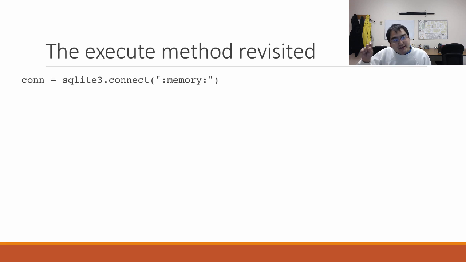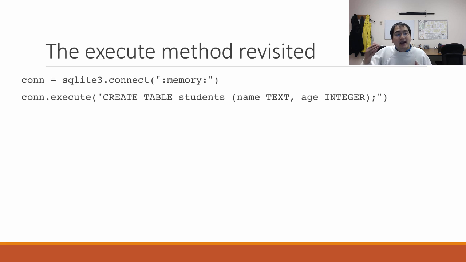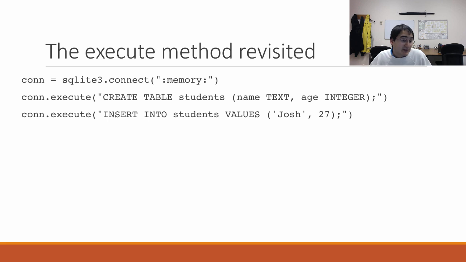But you generate this connection object here called conn, and you use this connection object to execute SQL queries. For instance, creating a table named students with 2 columns, name and age. So if you want to insert data into this database, well, you execute another SQL query. You execute an insert into statement. So here I'm adding myself, Josh, and age 27 into the table students.